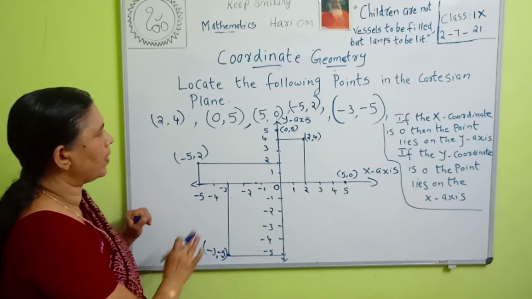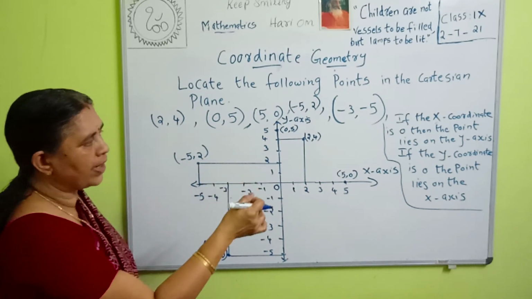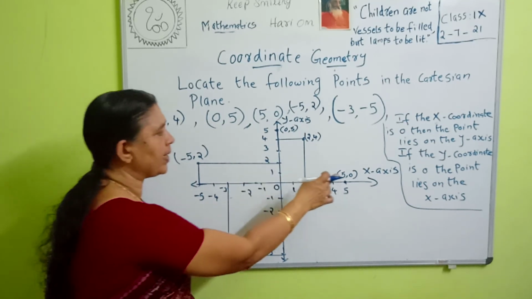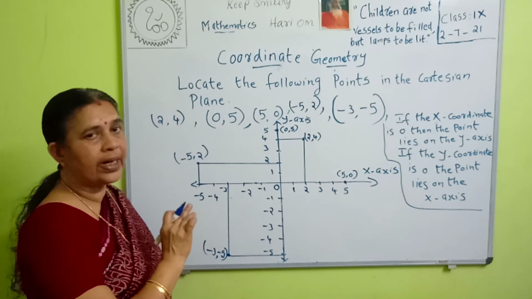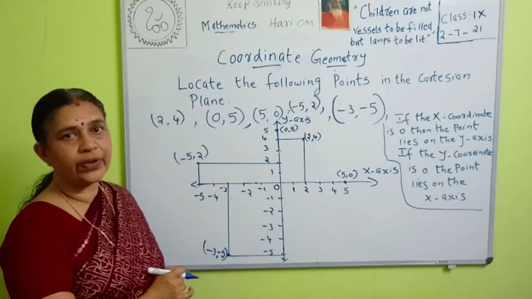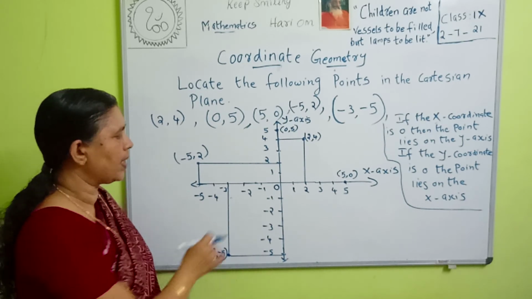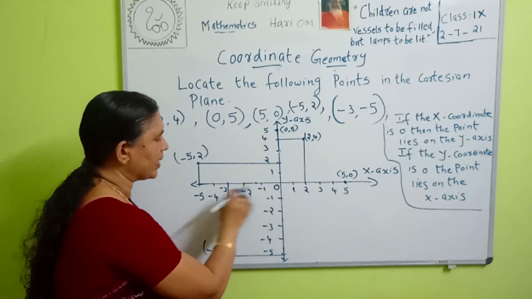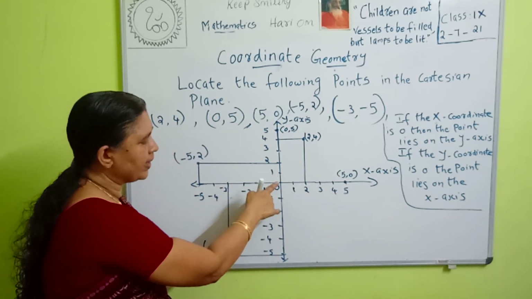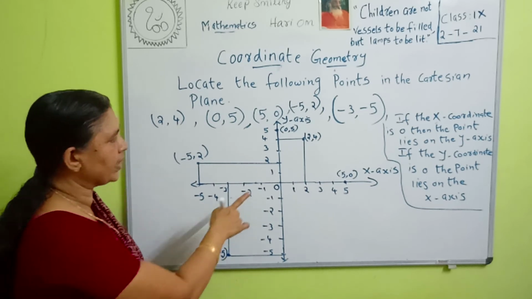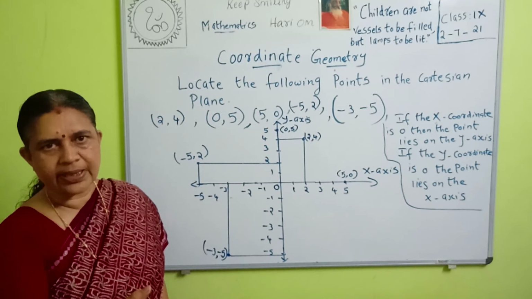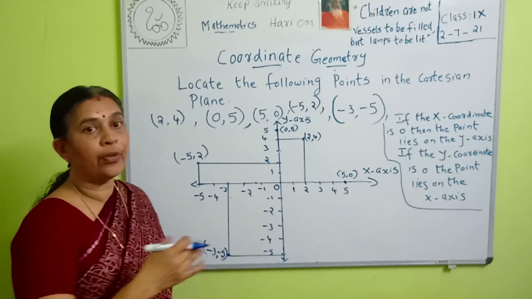You remember it. Okay. Then if the x coordinate is 0, the point lies on the y-axis, and if the y coordinate is 0, the point lies on the x-axis. It is very important. What is the coordinate of the origin? Coordinate of the origin is 0, 0. The x-axis and y-axis meet at a point. This point is called the origin. Here the x coordinate is 0 and y coordinate is 0. You remember this. It is very important. So if the x coordinate is 0, the point lies on the y-axis. And if the y coordinate is 0, the point lies on the x-axis.